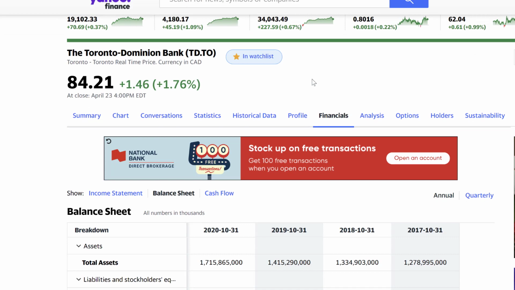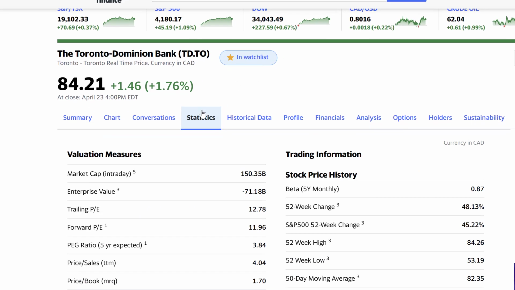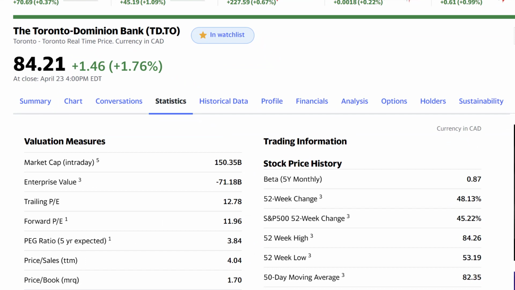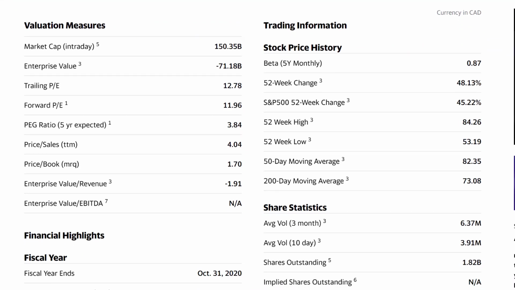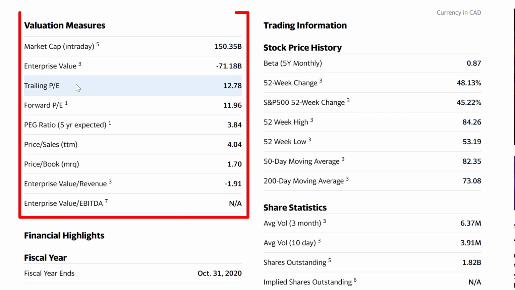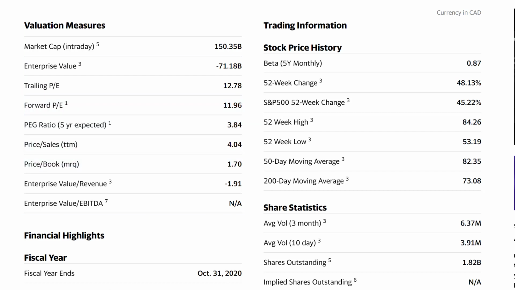The final tab I want to check out and show you when it comes to Yahoo Finance is the statistics tab. This is a tab that has a whole bunch of information when it comes to the company or stock that you're researching. It might almost be too much information, but again, you've got the trailing PE, the forward price to earnings, the price to sales ratio, price to book. You've got all the ratios or metrics you could ever want when trying to evaluate a company.